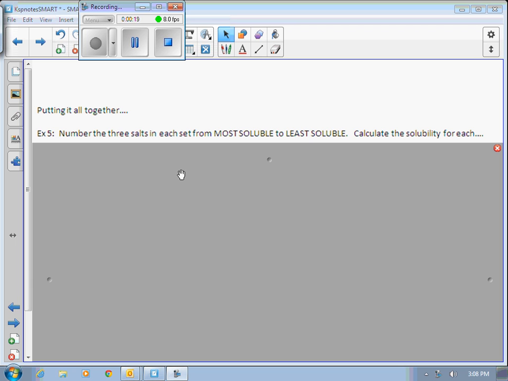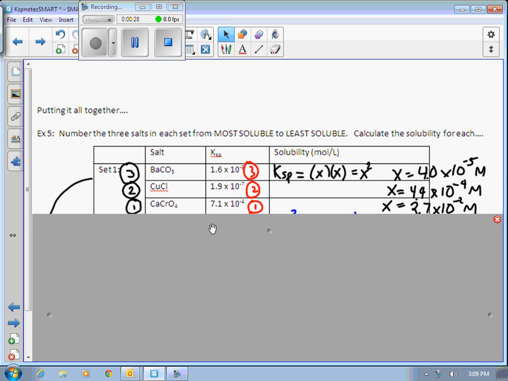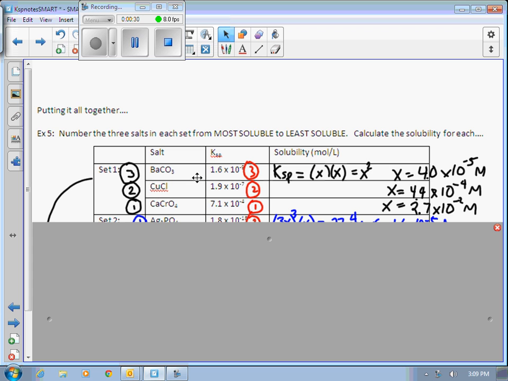So, let's see here. We left off on example 5, and I asked you to go ahead and complete that table and calculate the solubility for each of those salts. Now what I want to talk about is which one of these salts is most soluble.